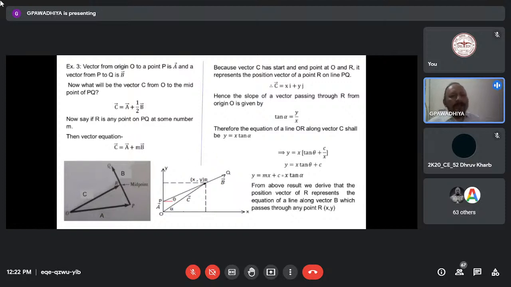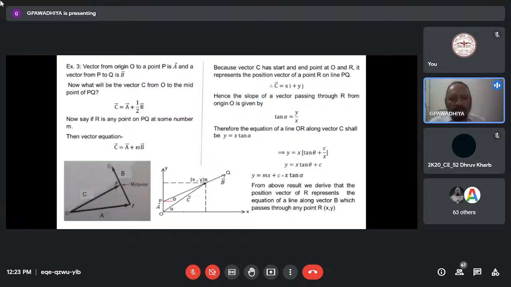So let's study it here. The example is this: there are two vectors A and B as they are drawn here. PQ is vector B and OP is A. If we connect the vector C to the middle of vector B, then from our earlier studies, vector C is equal to A plus half B. Now suppose this point R is not exactly at the midpoint, rather it is at some other location. Then this relation can be modified, as we studied, to C is equal to A plus mB.